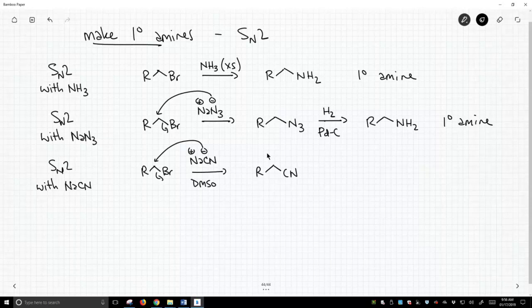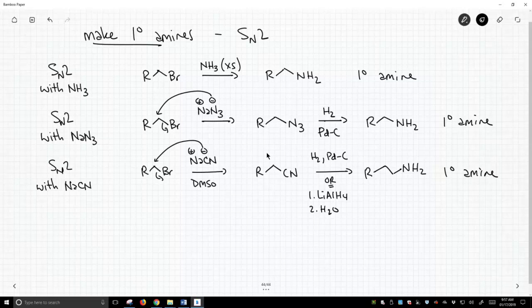And again, we're stuck with a compound. This is not a primary amine, so we'll have to do some additional chemistry to convert this nitrile to an amine. So there are 2 options. We can treat this with hydrogen and palladium on carbon, just like we did the azide, or, don't write both of these, or we can treat it with lithium aluminum hydride, followed by water. Either one of those methods, not both, will give us an amine, a primary amine.